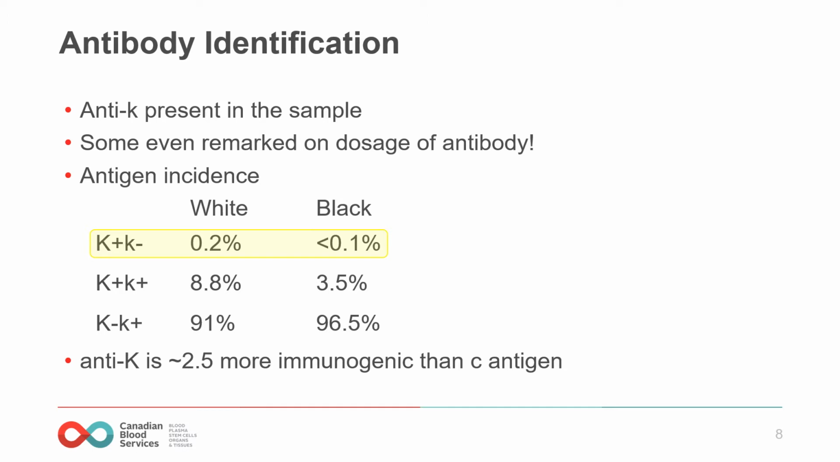We also have to note that anti-big K is more immunogenic than the C antigen. That means the lab will see more anti-big K than anti-little c.